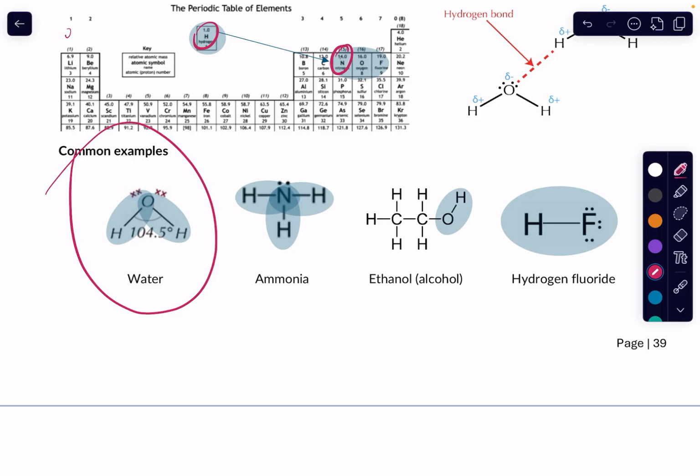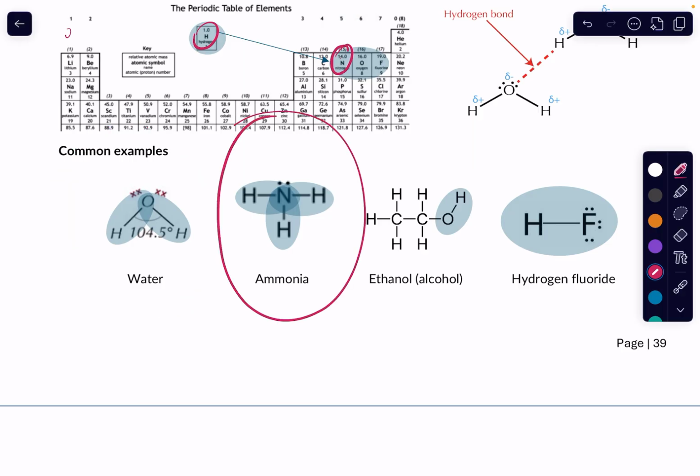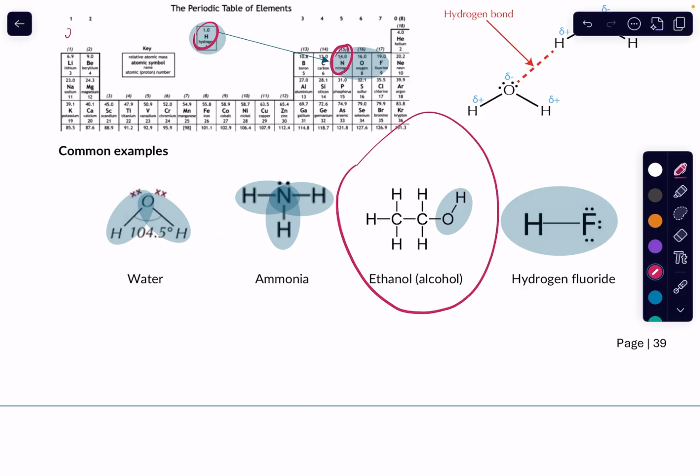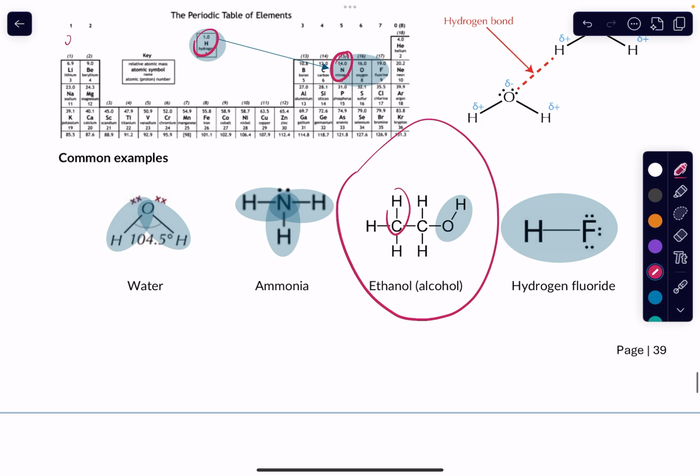Water, super favorite by everyone. Ammonia, really common. Alcohol is a really interesting one. And then you've got hydrogen fluoride. So the reason why alcohol is an interesting one is you've got a CH bond. Now, I mentioned earlier on that H and C are not largely electronegative in our last video, and that is an exception.